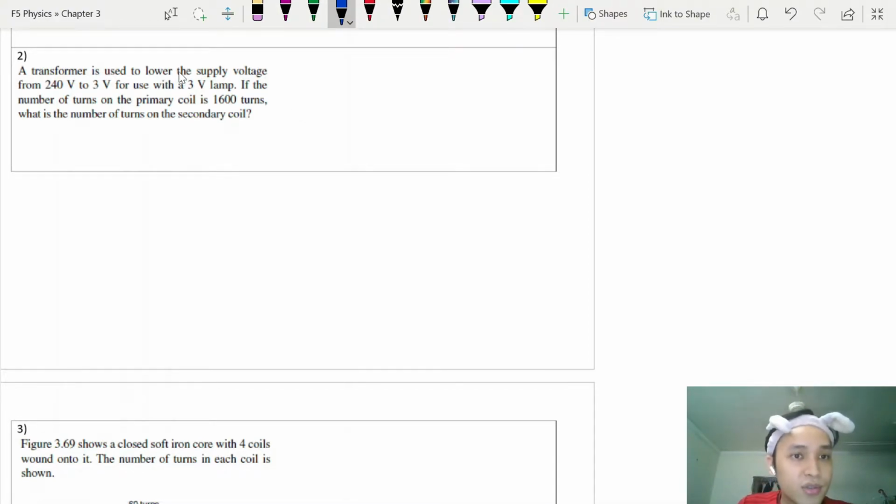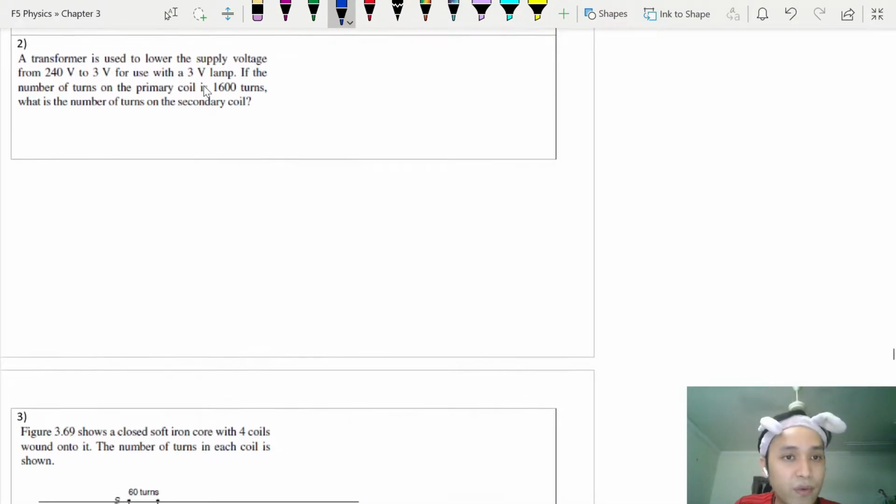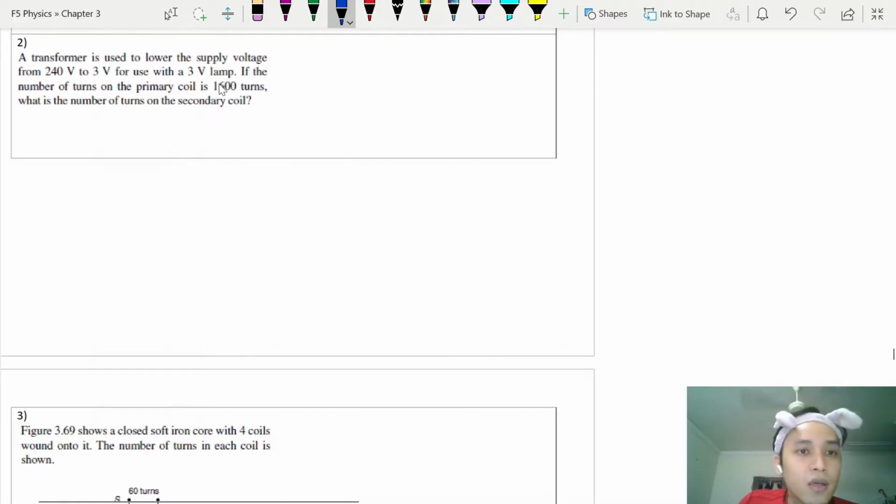So a transformer is used to lower the supply voltage. Lower supply voltage meaning this is a step down, from 240 to 3V. The number of turns of the primary coil is 1600. What is the number of turns on the secondary?